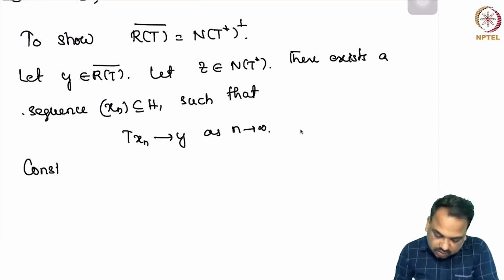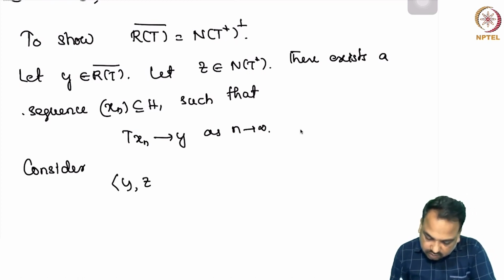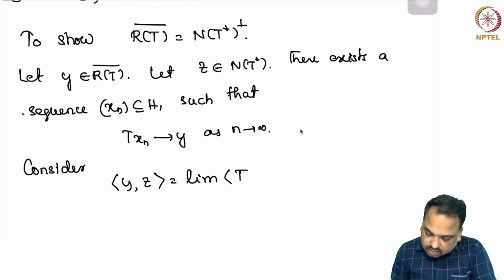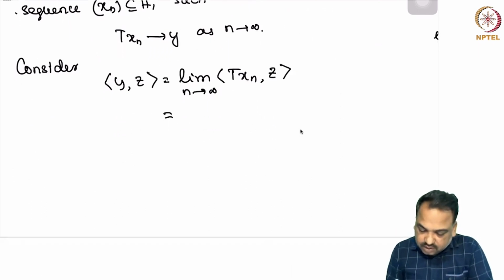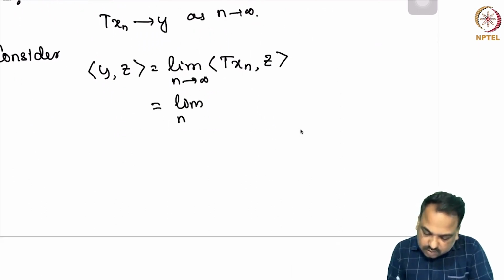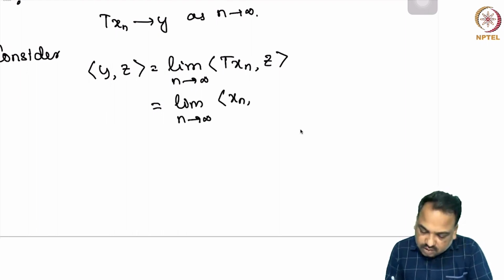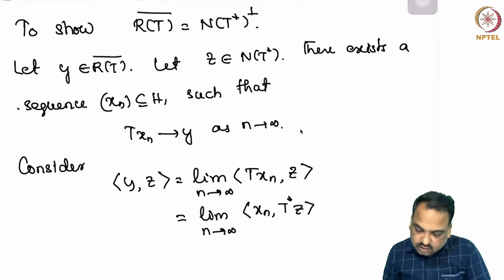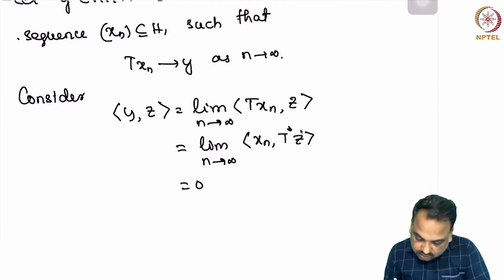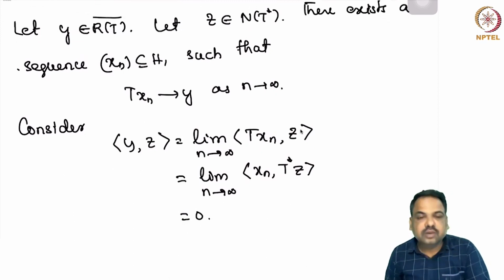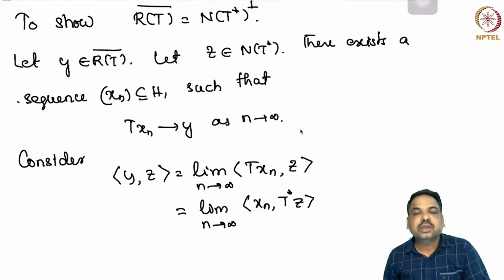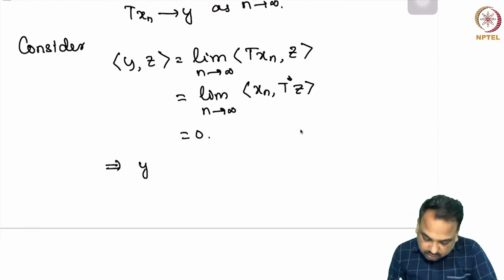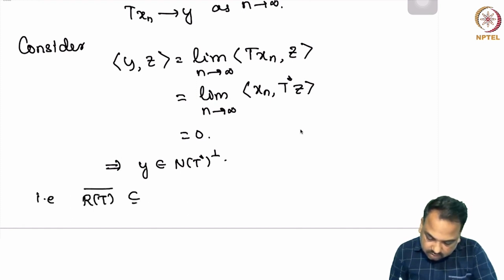So let us look at the inner product of y with z. This is nothing but the limit of inner product Txn with z, by using the adjoint property. This can be written as limit as n tends to infinity of inner product xn with T star z, but we know that z is in null space of T star, so T star z is 0. So we have taken y from closure of range of T and shown that y is orthogonal to every element of null space of T star. So this implies that y is in null space of T star perp, or we can say that range of T closure is contained in null space of T star perp.